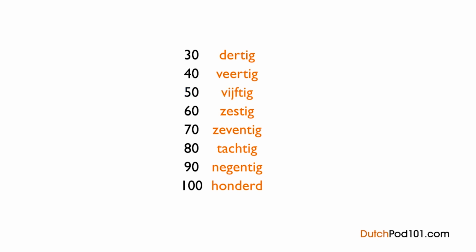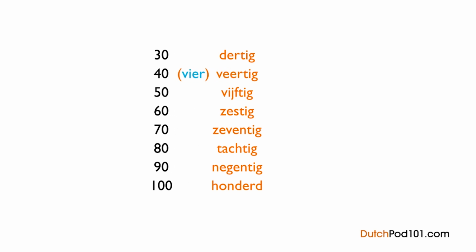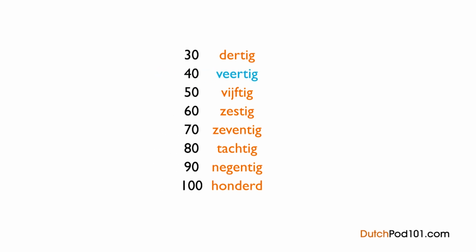Here's another example. 40 is composed of veer, which is a variation of vier, the word for 4, and tig. As for 100, it sounds a lot like the English 100 and shouldn't be that hard to remember.